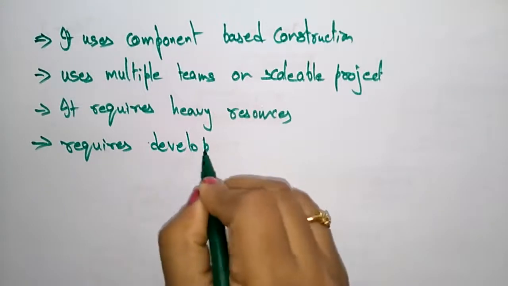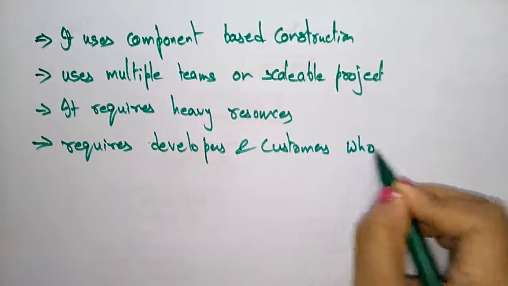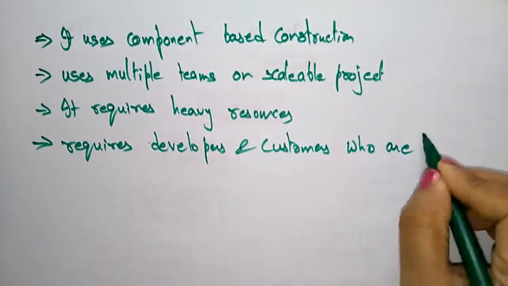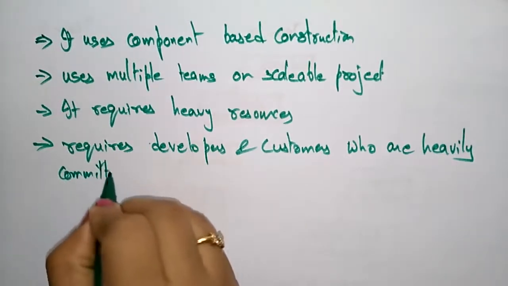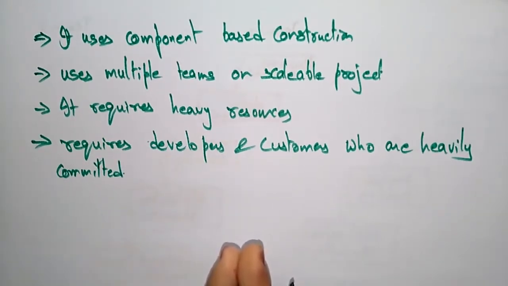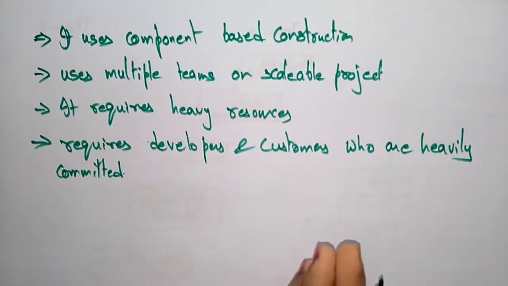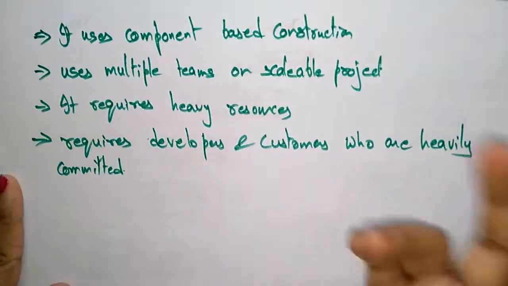Requires developers and customers who are heavily committed. What does it mean? It means you have a commitment between the customer and the developer. Suppose this developer is doing this project by using the RAD model, they have to be committed to that project only, so that he can work full-fledged on that project and try to complete within those days. So those persons have to be dedicated to that project only. So requires developers and customers who are heavily committed.